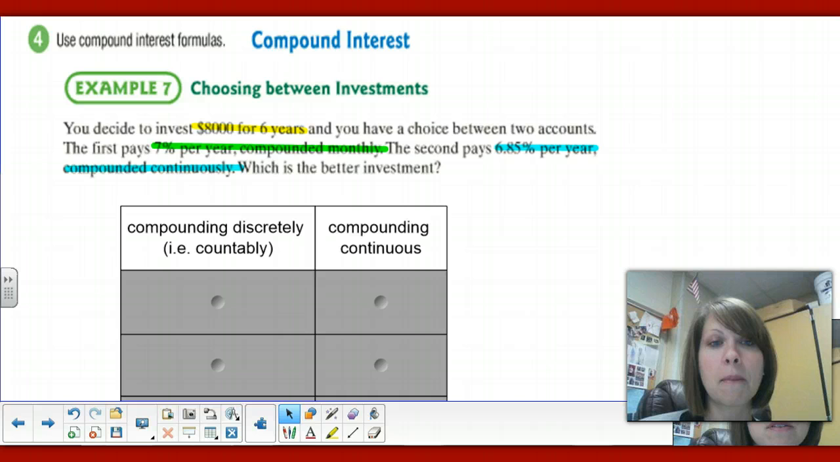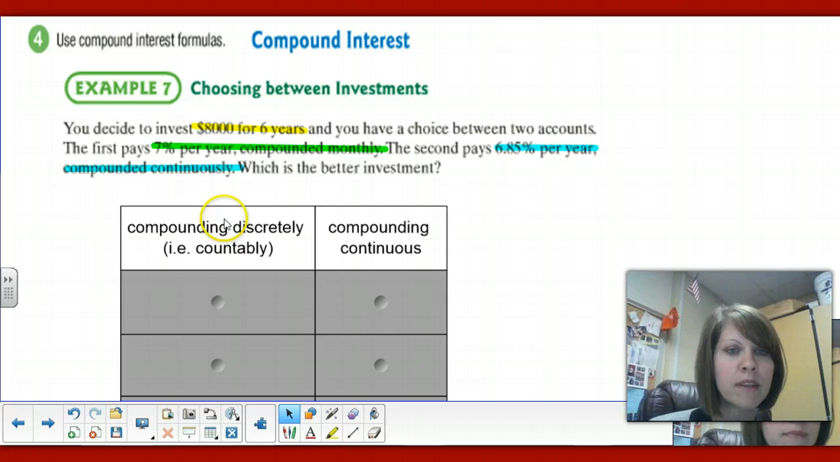Compound interest formulas. Compound interest, we have two different formulas for compound interest. We have compounding in a discrete way. Discrete means it's countable. I can count how many times we compound. Continuous compounding means it's compounding all of the time. With every beat of your heart, with every breath you take, with every blink, it's compounding. By the way, just thinking about that, that's a good thing if you have invested money. It is a stressful thing if you're the one borrowing the money, but continuous compounding is what your bank's probably going to do.